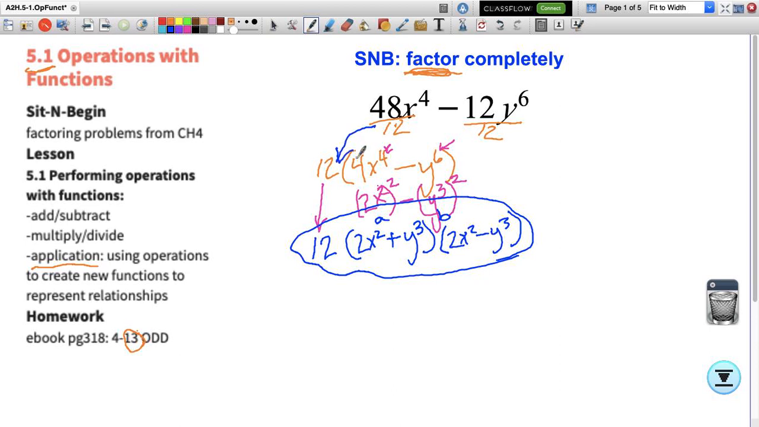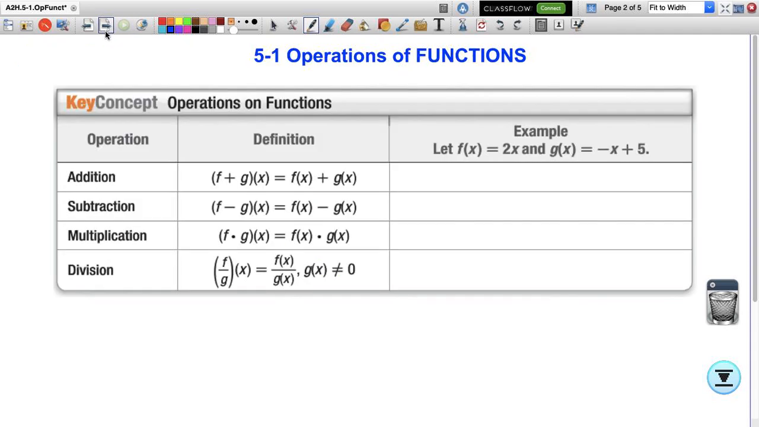So there's a nice little refresher of an item that was covered on the test from before we were shut down. Okay, let's start talking about some new stuff. So if you didn't pull out a notebook right now, you definitely want to. We're going to look at operations of functions. And again, operations is going to cover addition, subtraction, multiplication, and division. And we've already done pretty much all of these. We've done all of these things in our polynomial chapter.